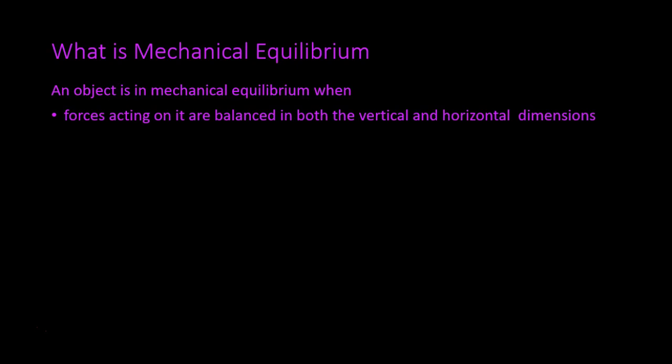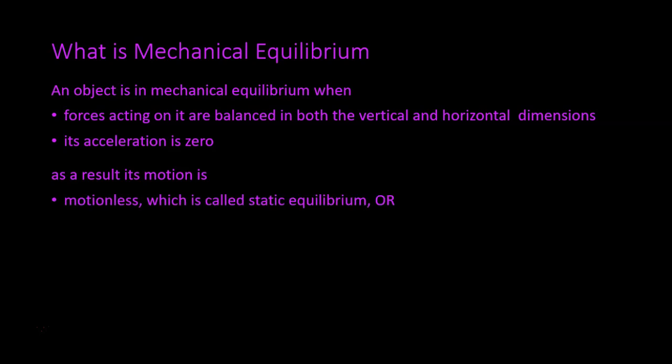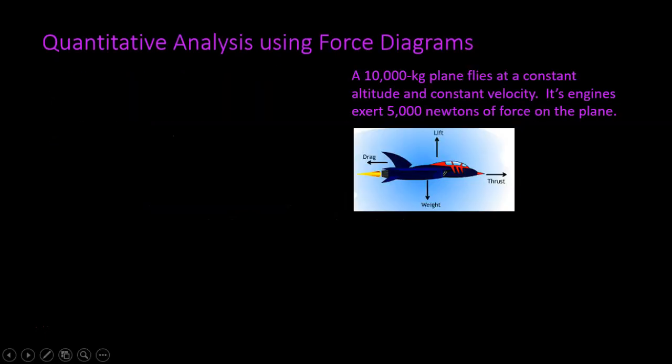First, what is it? An object is in mechanical equilibrium when forces acting on it are balanced in both the vertical and horizontal dimensions. Its acceleration is zero. As a result, its motion is motionless, which is called static equilibrium, or constant velocity, which is called dynamic equilibrium. Let's look at a process for quantitatively analyzing force diagrams when the object's in mechanical equilibrium.